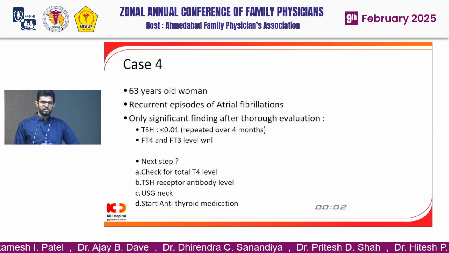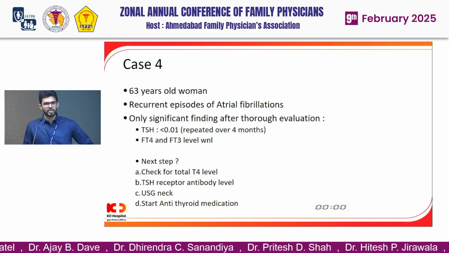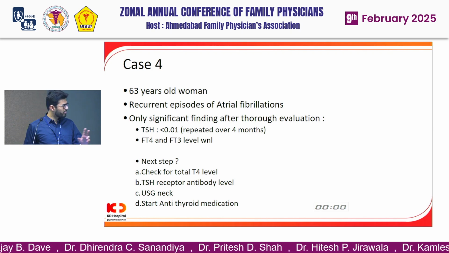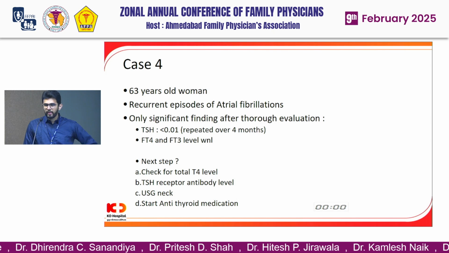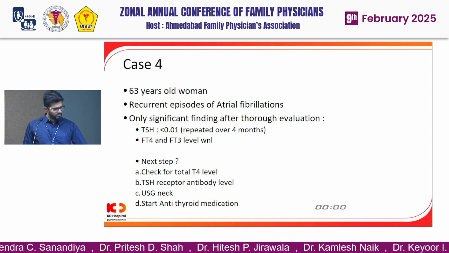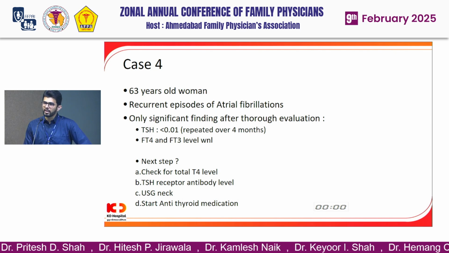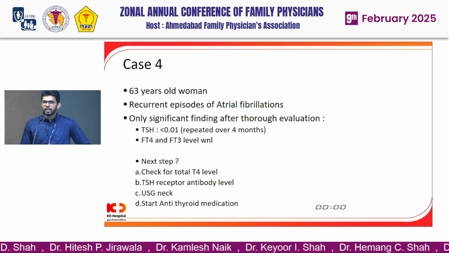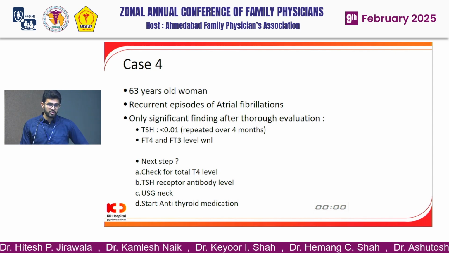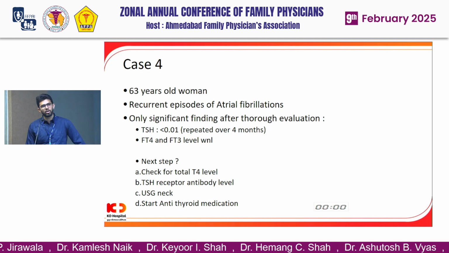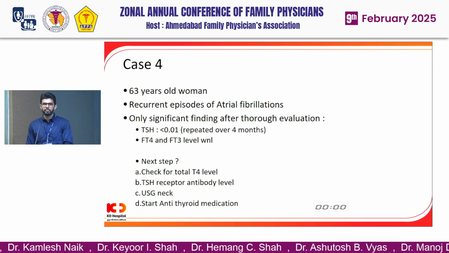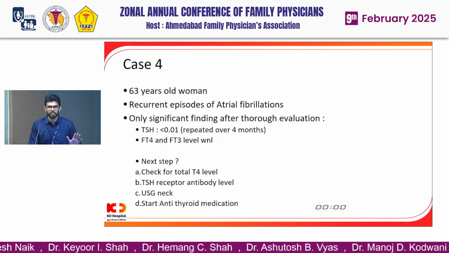Now a different case, another 63-year-old female. Another 63-year-old woman with a history of episodic atrial fibrillation, could not find any obvious causes except for low TSH and normal T4, T3. So a patient with atrial fibrillation and subclinical hyperthyroidism.